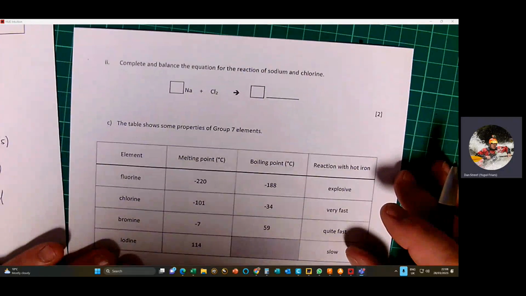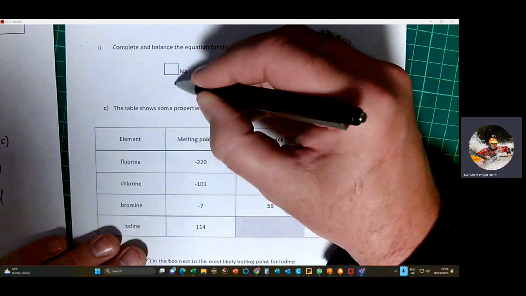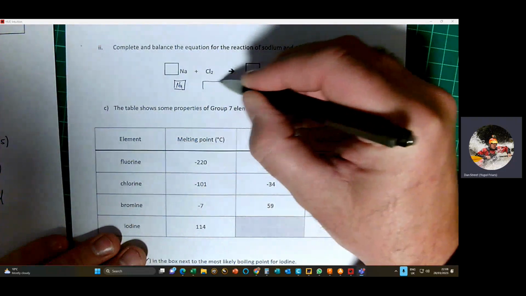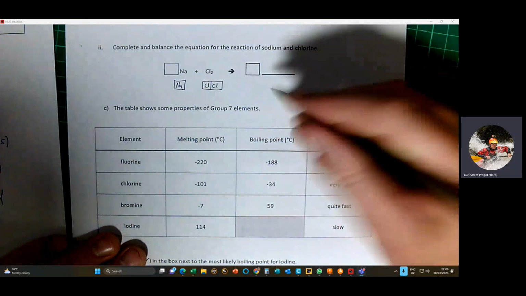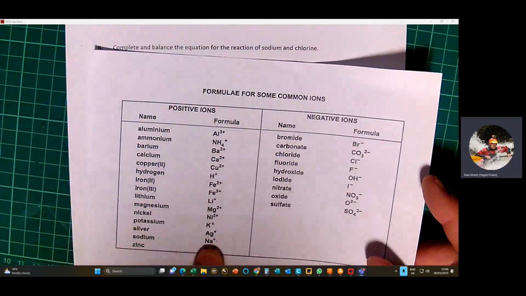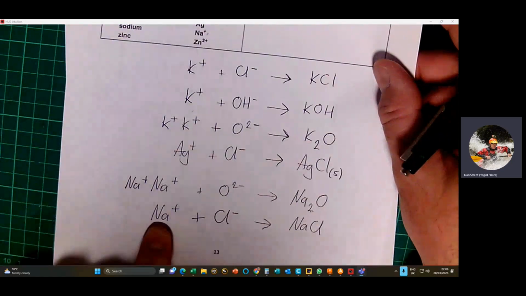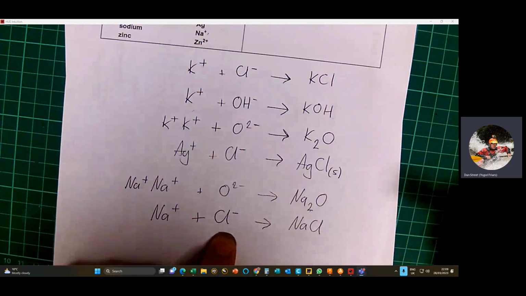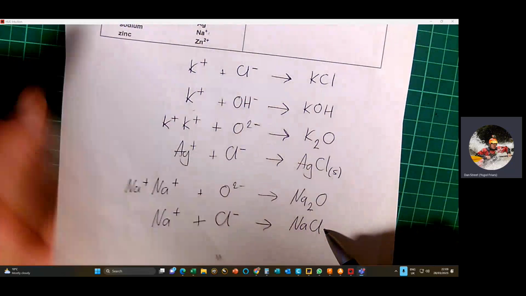Okay, part 2, complete and balance the equation for the reaction of sodium and chlorine. Well, sodium will represent as a single box with an Na inside it. Cl2 we will represent as a box with 2 chlorines. And then we don't know what's going here. Okay, so again, we could refer to our table of ions, and we rediscover that sodium is Na+, and that chloride is Cl-. With that information in mind, we've got Na+ Cl-. These two automatically cancel each other out. There's no need for additional sodiums or chlorides, and we end up with a formula of NaCl, sodium chloride, which of course is common salt.